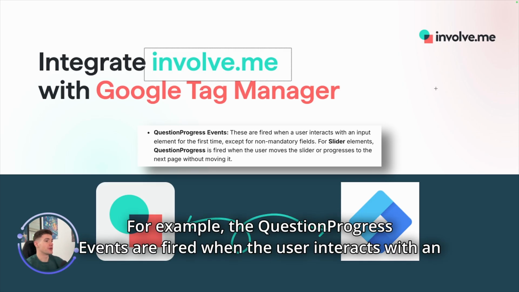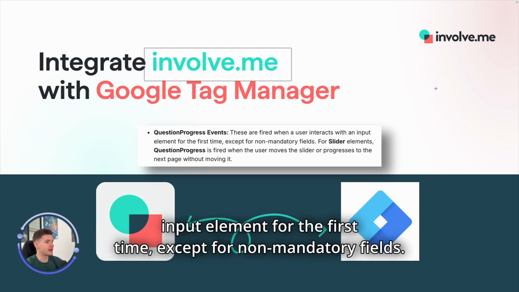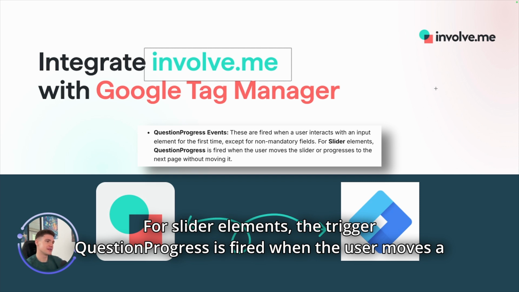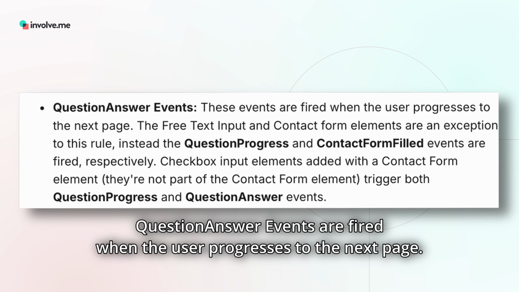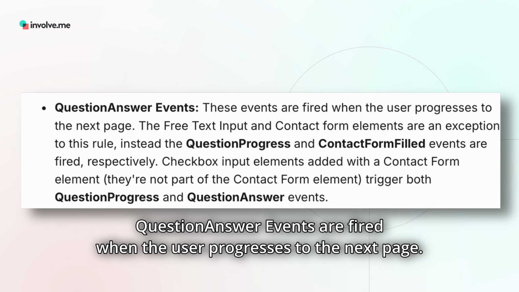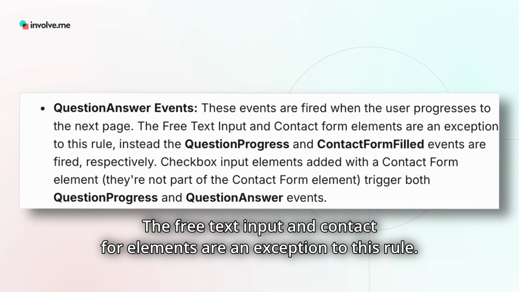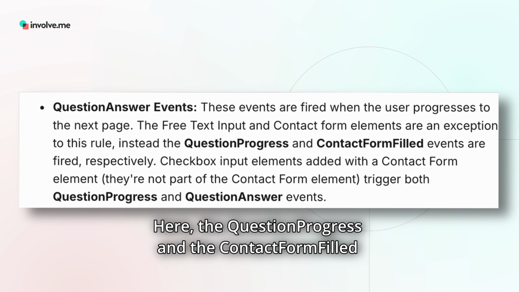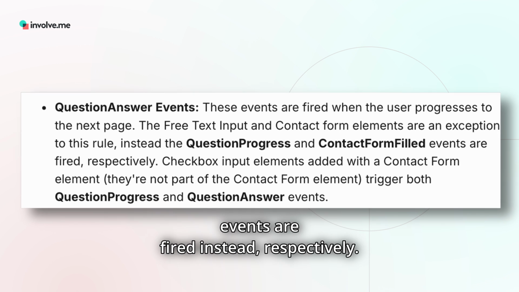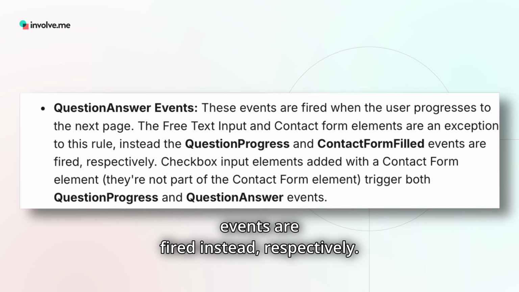I would also like to mention some notes about when which trigger is fired in specific cases. For example, the question progress events are fired when the user interacts with an input element for the first time, except for non-mandatory fields. For slider elements, the trigger question progress is fired when the user moves the slider or progresses to the next page without moving it. Question answer events are fired when the user progresses to the next page. The free text input and contact form elements are an exception to this rule. Here, the question progress and the contact form filled events are fired instead, respectively.